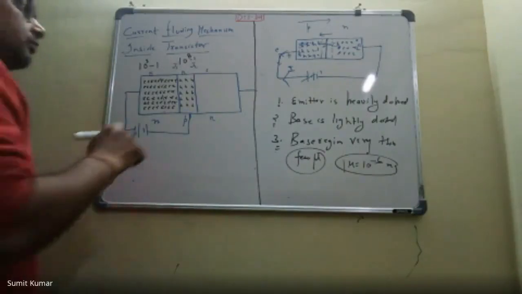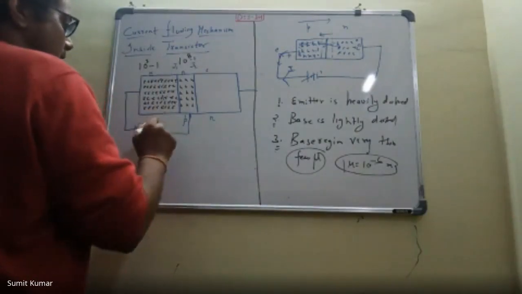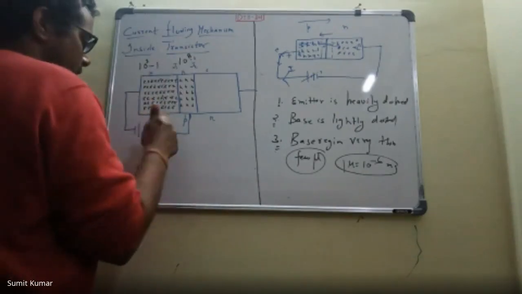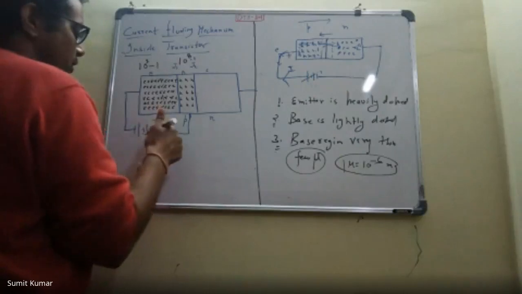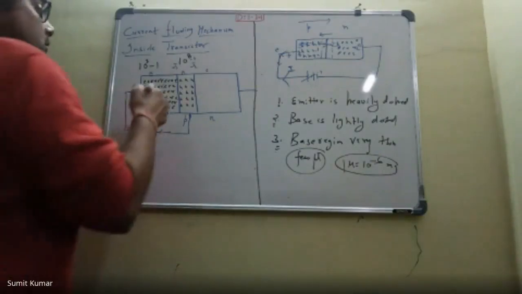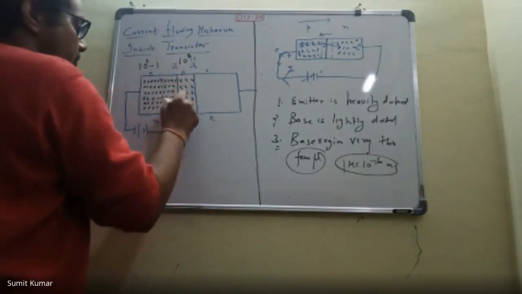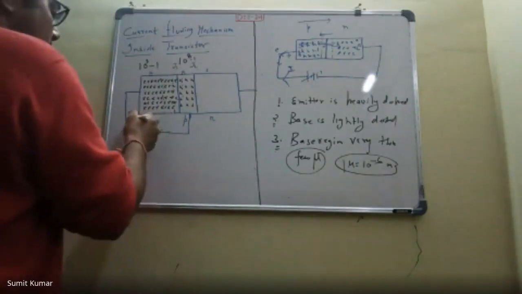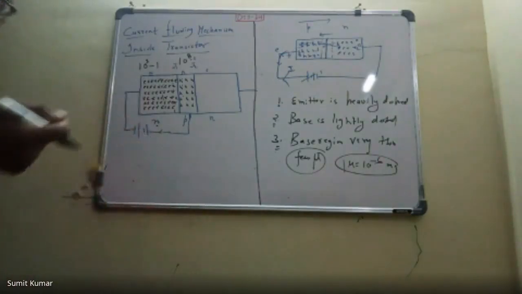So now what we will discuss, if this is the n region, and we have applied this battery. Let us suppose this is a switch and we have closed this switch now. So now this junction J1 is forward biased. What will happen? This potential barrier, which was initially here, we know that there will be some potential barrier or the built-in potential, and now we have applied an electric field, and that electric field is opposing that potential barrier.